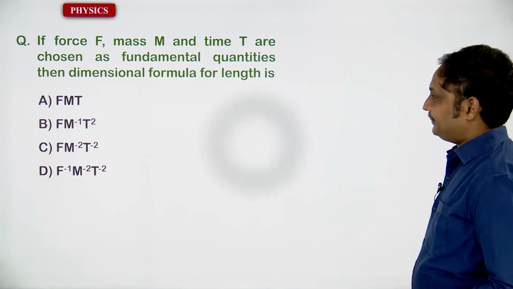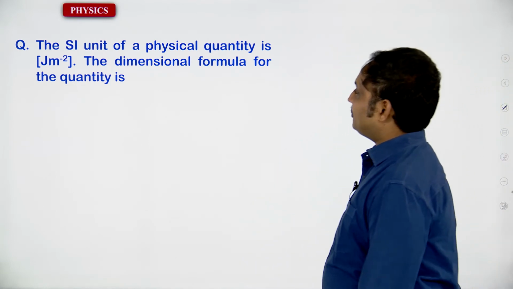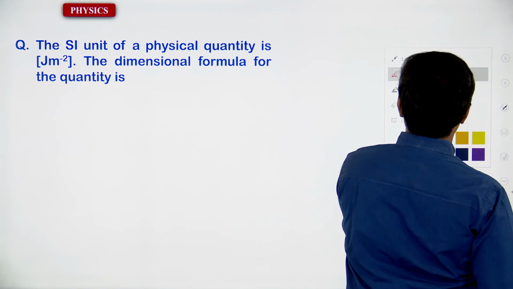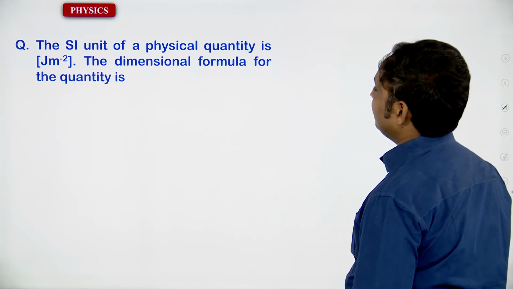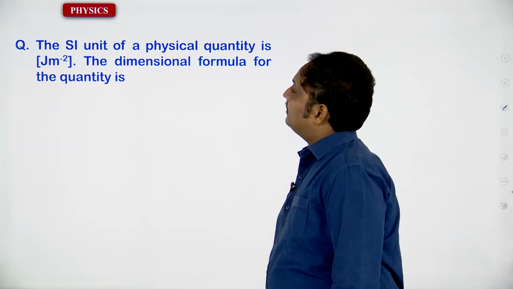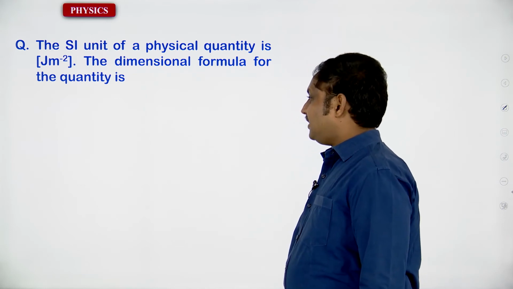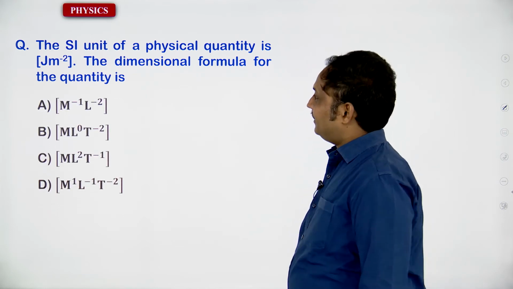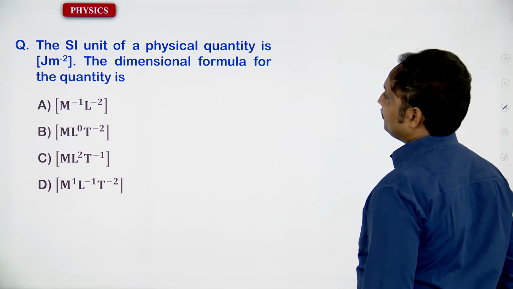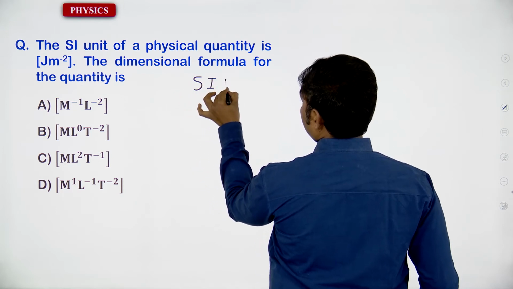Let's go for another one. It's very clear, we would like to go for this one. The SI unit of a physical quantity is joule meter square. The dimensional formula for the quantity is known as, just you have to take that. If you want to get the options, you have to take this one. This is very clear. We would like to go for the given data. SI unit of physical quantity.